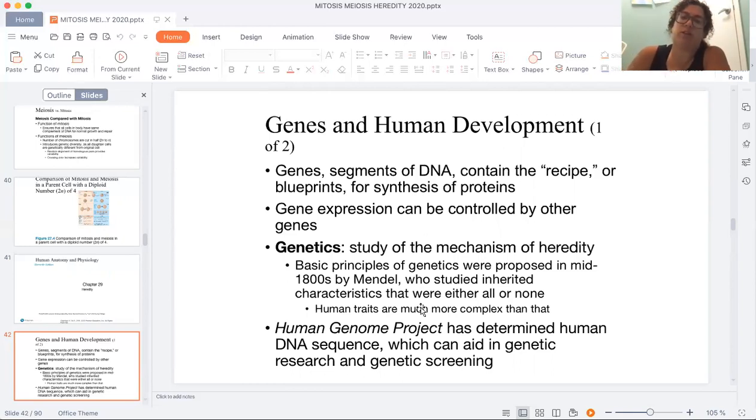Remember, genes are a recipe or blueprint for the synthesis of protein, and gene expression can be controlled by other genes. So basically everything is controlled by something, okay? Sounds very Matrix-y, kind of, sorry. And then a long time ago, we did something called the Human Genome Project, and this determined most of the genetic sequence in human DNA, and it's been really a vital tool.